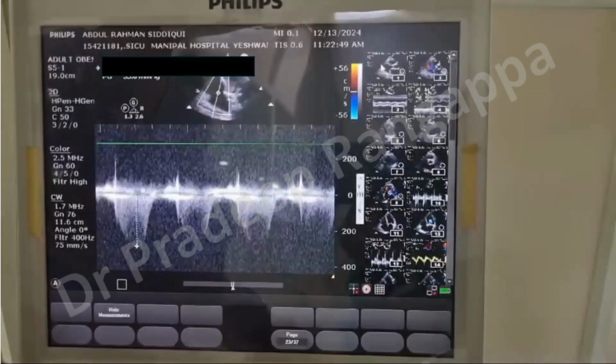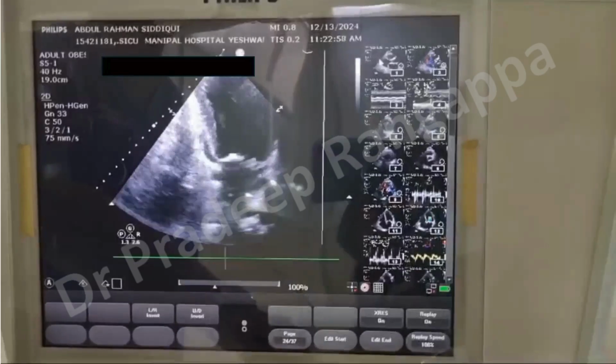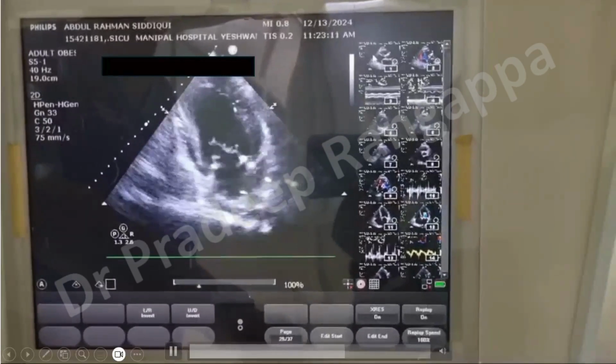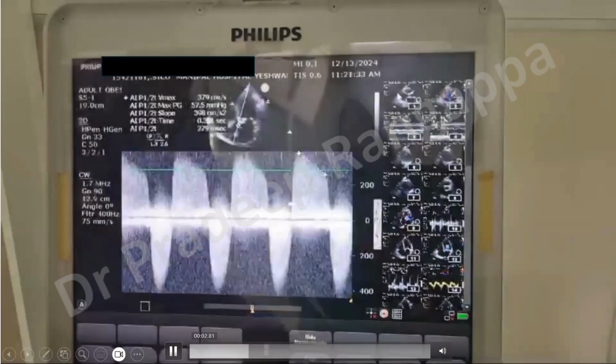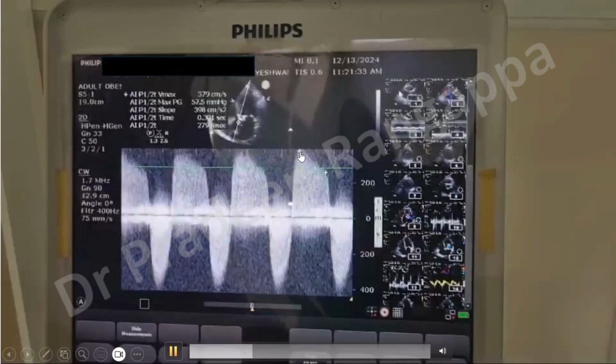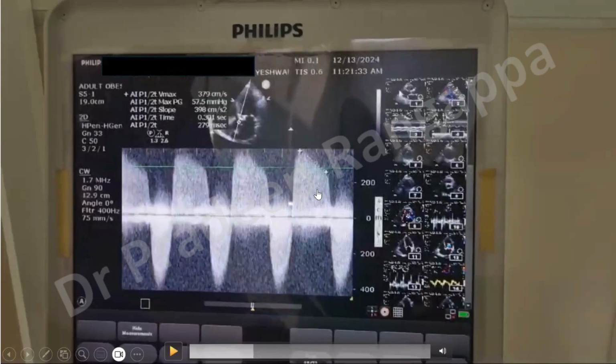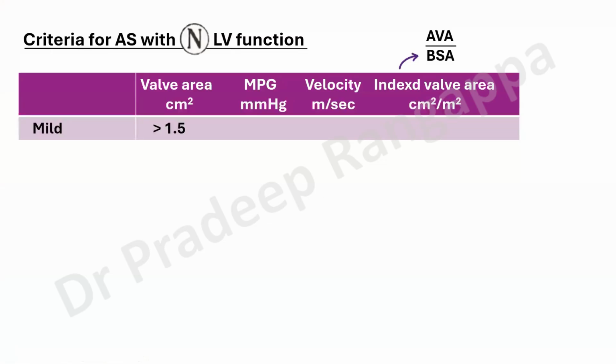So this is the RV. Let's go on to RV. You can see here, there is more of convexity. If there is concavity, it just shows you there is subaortic obstruction.